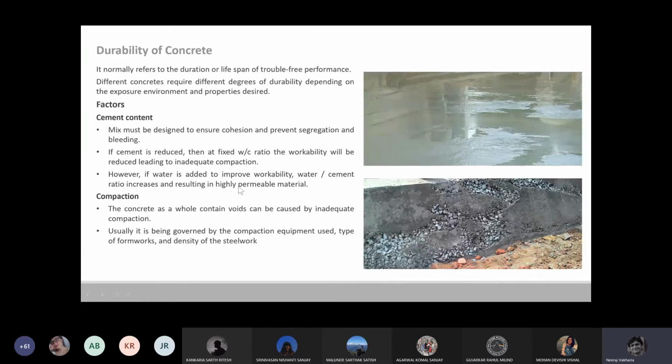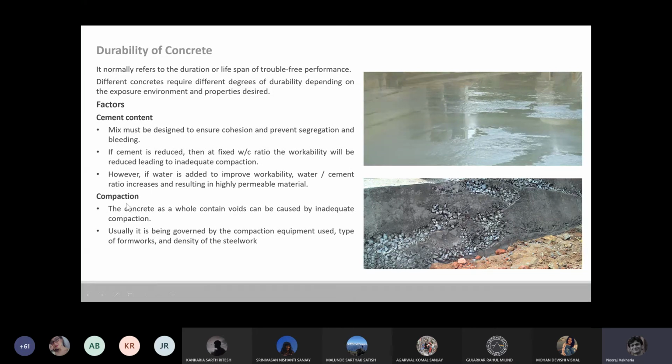However, if water is added to improve workability, the water cement ratio increases and results in a highly permeable material. Again, same thing. If it gets increased or reduced, it is going to affect the durability. It is going to affect the lifespan of the building.